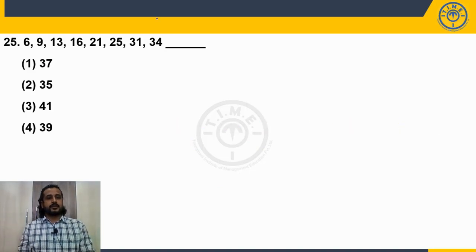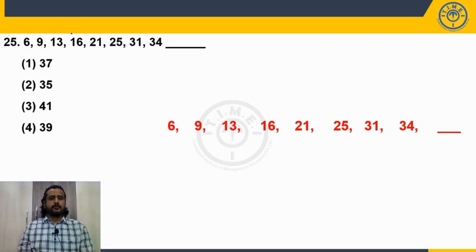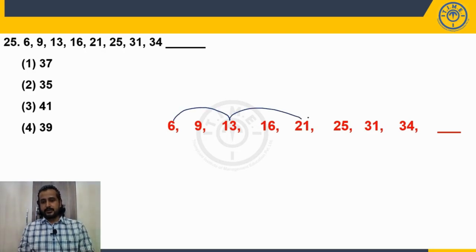Let's see question number 25. What are the numbers given? 6, 9, 13, 16, 21, 25, 31, 34. More numbers are given, so this can be the logic of an alternate series. Let's check it. 6, 13, 21, 31 is one alternate series; 9, 16, 25, 34 is the other. Let's identify the logic. 6 plus 7 is 13, plus 8 is 21, plus 10.